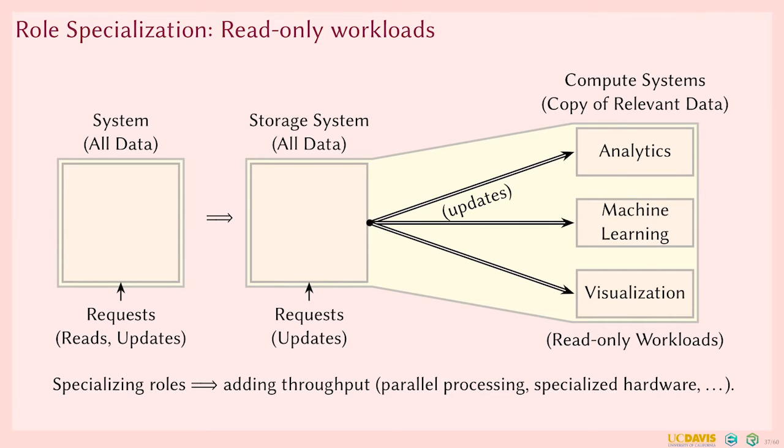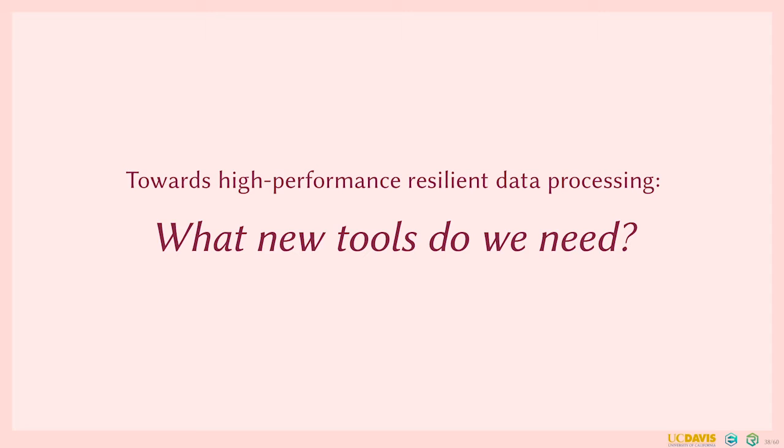And to enable such a design, of course, we need a way for the data system that manages the data to share all updates, to share the data with the read-only systems that do the analytics. And also in these kind of systems, we typically see that by adding new roles, by specializing roles, we can add parallel processing power and more performance. So what we want is to introduce these kinds of tools, sharding and role specialization, in the design of blockchain systems. But to do that, we need some new tools.